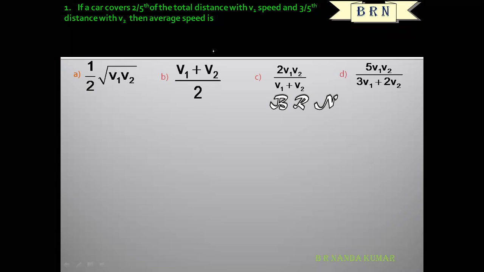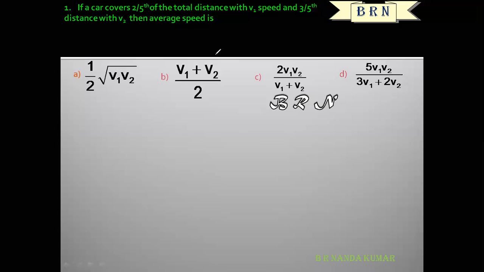The numerical is: if a car covers 2/5 of the total distance with V1 speed and 3/5 of the distance with V2 speed, then the average speed is? The options are: 1/2 root V1 V2, (V1 plus V2) by 2, 2V1 V2 divided by V1 plus V2, and 5V1 V2 divided by 3V1 plus 2V2.